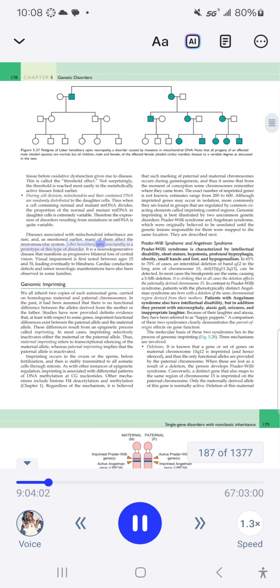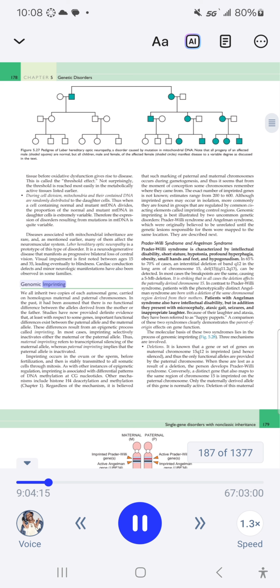Leber hereditary optic neuropathy is a prototype of this type of disorder. It is a neurodegenerative disease that manifests as progressive bilateral loss of central vision. Visual impairment is first noted between ages 15 and 35, leading eventually to blindness. Cardiac conduction defects and minor neurologic manifestations have also been observed in some families.